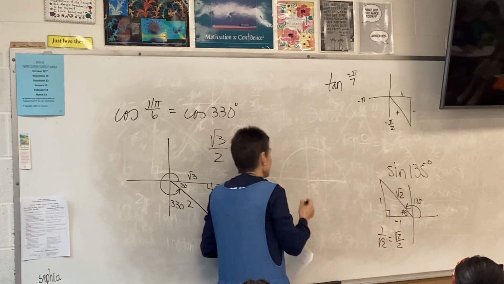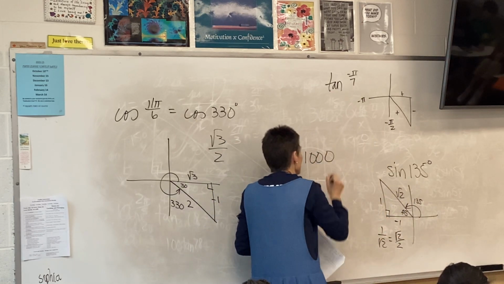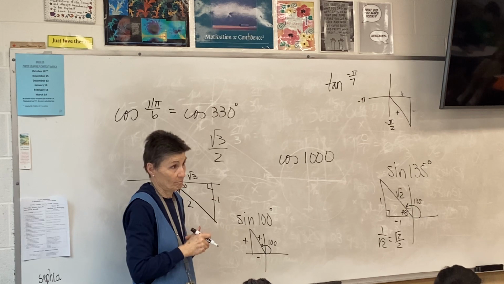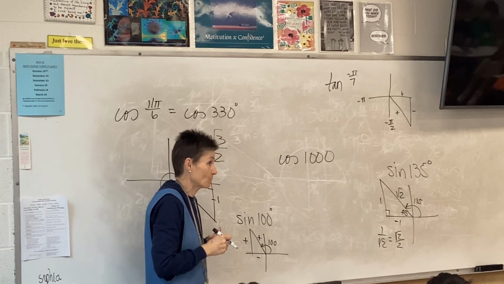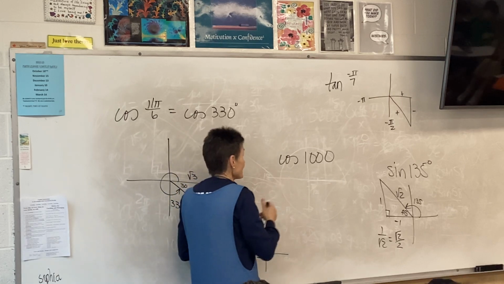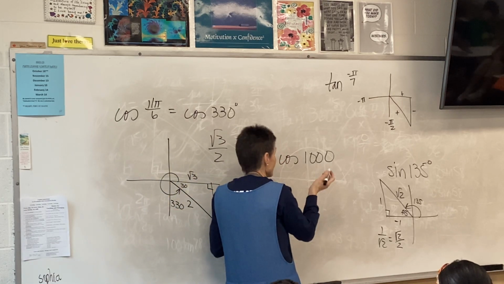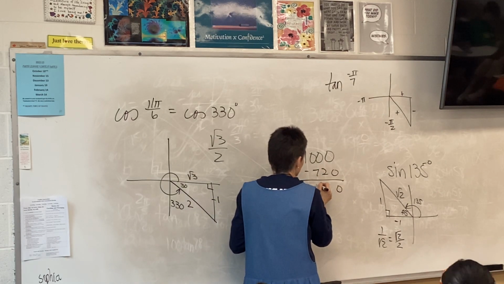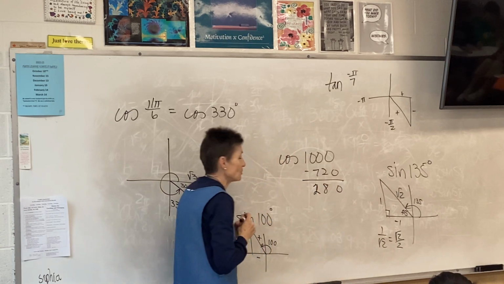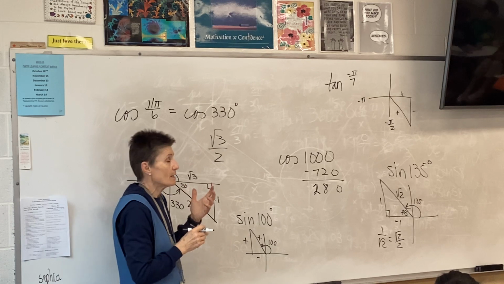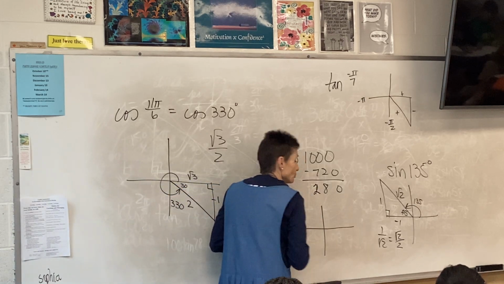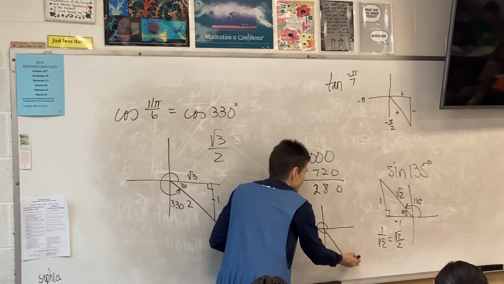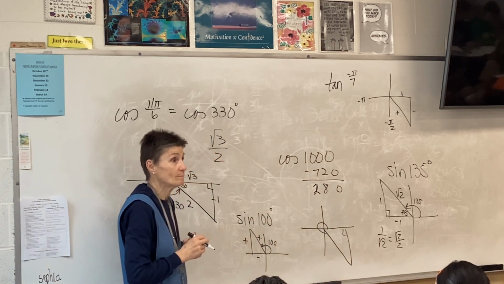And 1,000, now wait, 1,000 is just 2a. So what do I do when my angle is more than a revolution? Subtract a revolution, right? Or as many as I need to. So if I subtract 1 360, it's still going to be 2. So I'm going to subtract 2 360s. 280, are we going to get 280? So 1,000 is graphed in the same place as 280. So where's 280 graphed? Just past 270 in quadrant 4.